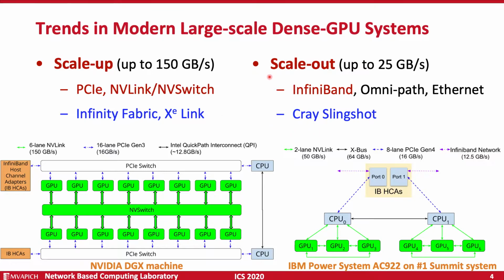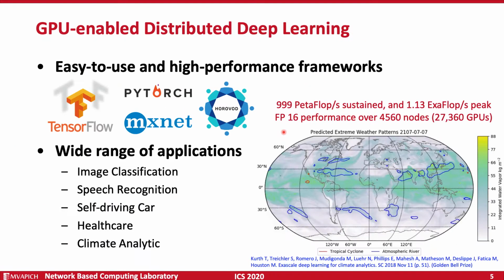On the other side, when you have so many powerful machines you want to connect together, you need to see how to scale out. So right now we've been using InfiniBand, OmniPath, Ethernet. For example, the IBM power system used on the #1 Summit has 6 GPUs per node, and it used InfiniBand to connect more than 4,000 such nodes. So in the next year or so, we probably will be seeing the Cray slingshot for the next generation supercomputer. We'll see how it goes.